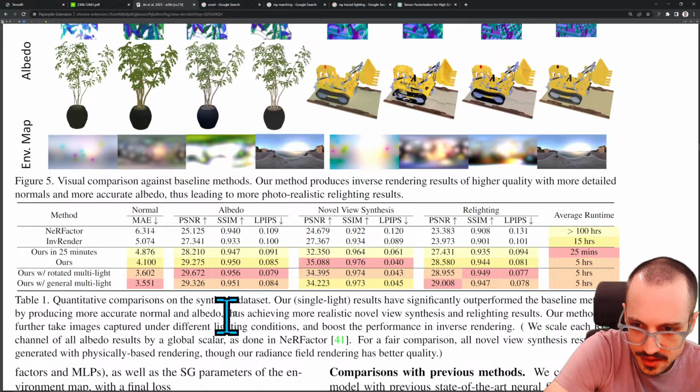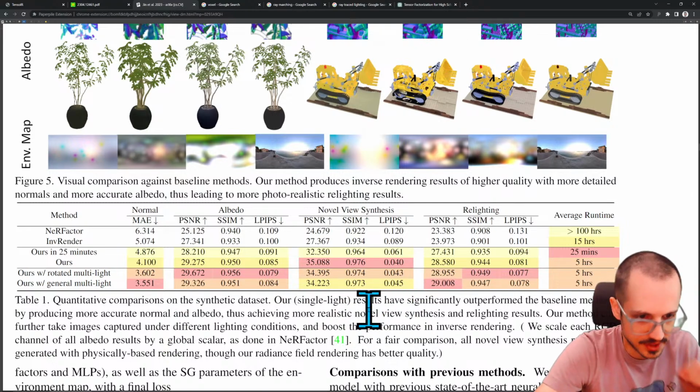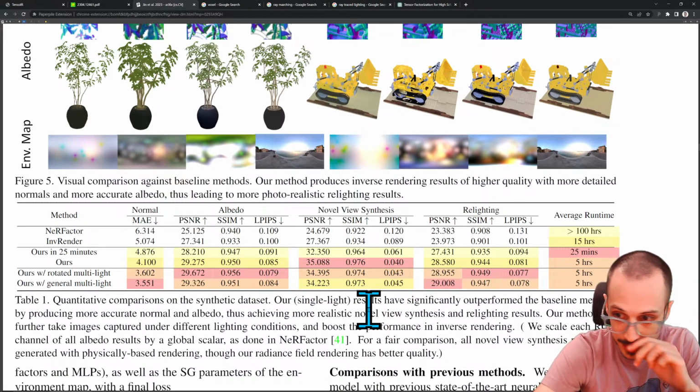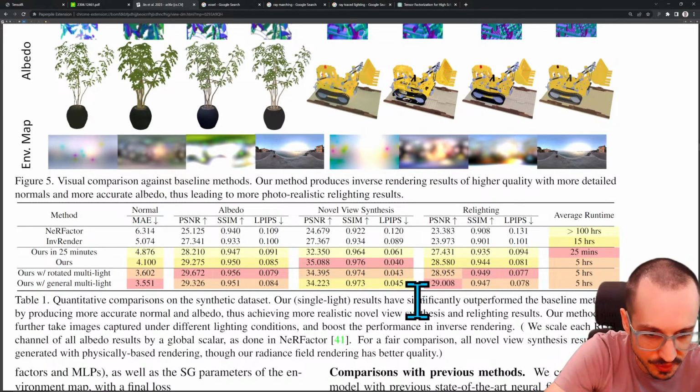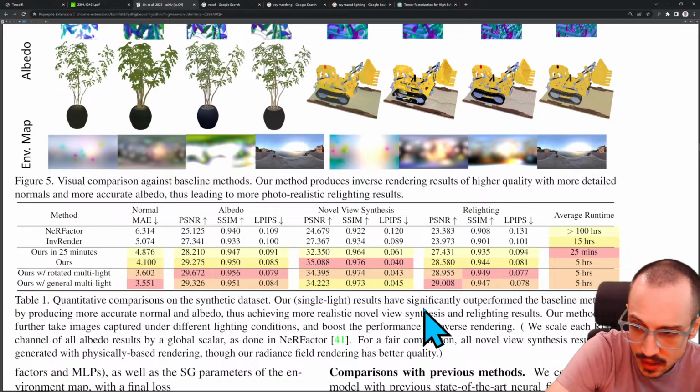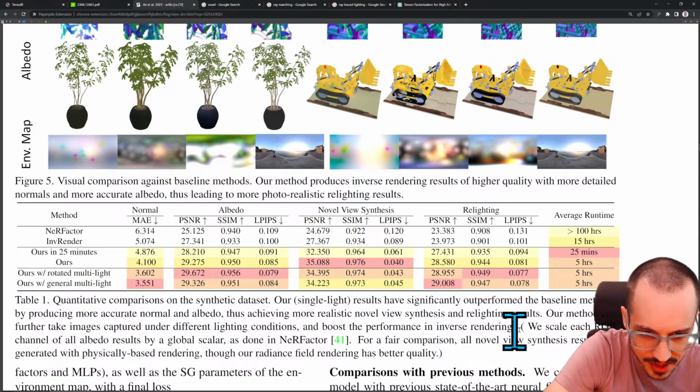Quantitative comparisons on the synthetic dataset. Our single light results have significantly outperformed the baseline methods, producing more accurate normals and albedos, thus achieving more realistic novel view synthesis and relighting results. Our method can further take images captured under different lighting conditions and boost performance in inverse rendering.